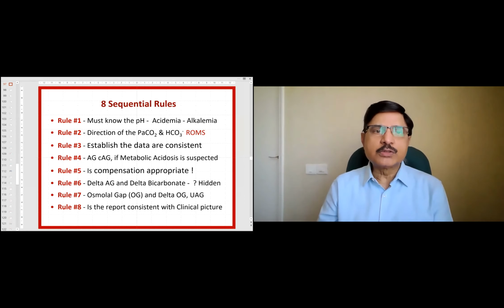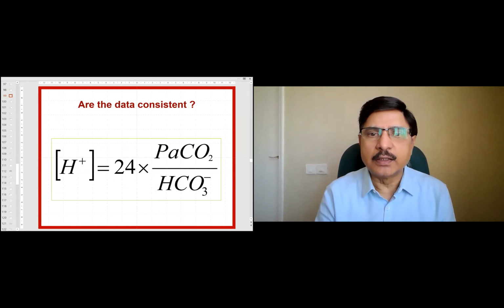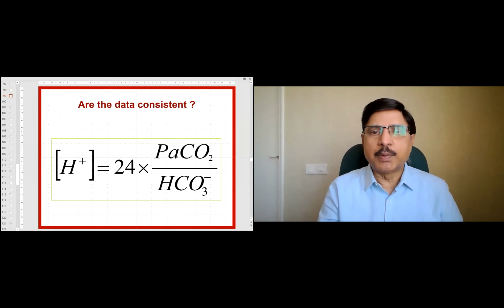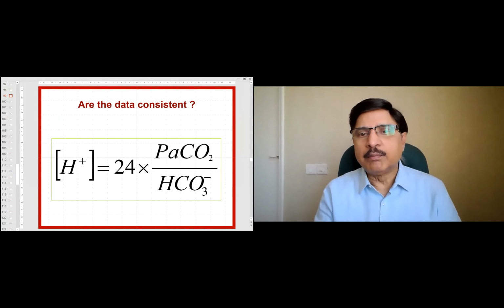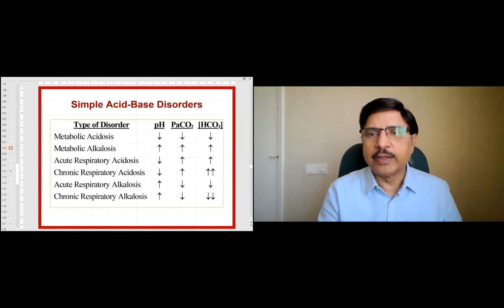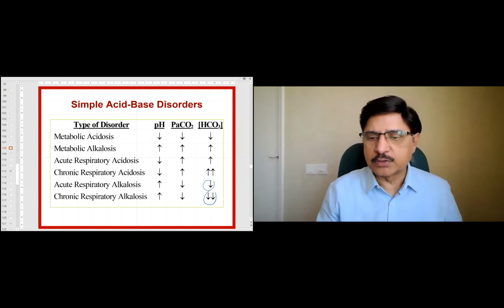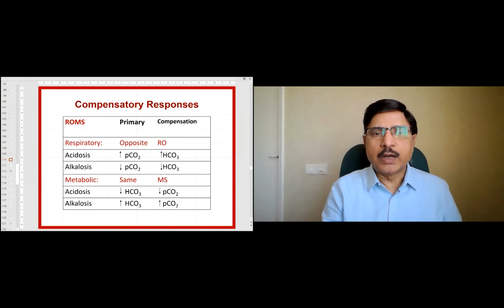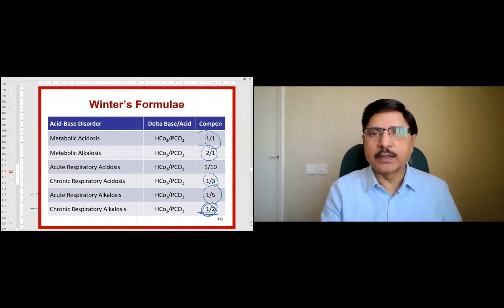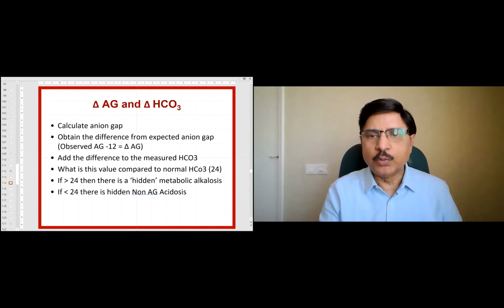Okay. So use the sequential rules. This is one chart you require, and you may have to keep this in your mind: 24 multiplied by PCO2 by HCO3 for consistency. And this chart, of course, you require to know how the variables move, and in the case of acute, the compensation is less dramatic compared to chronic, where the compensation is more pronounced. And then you also require to know this particular chart. Certainly you cannot remember all the time, so keep it along with you.